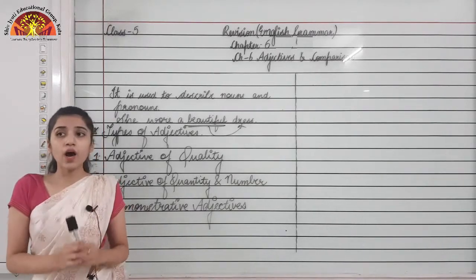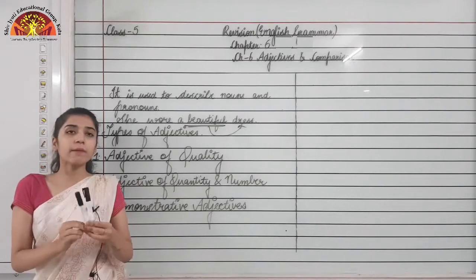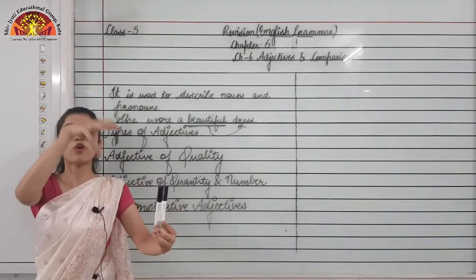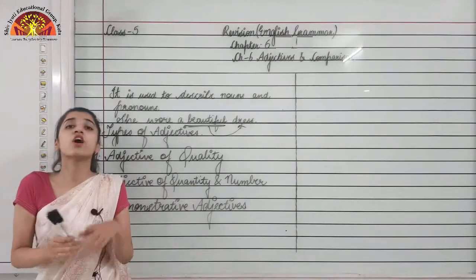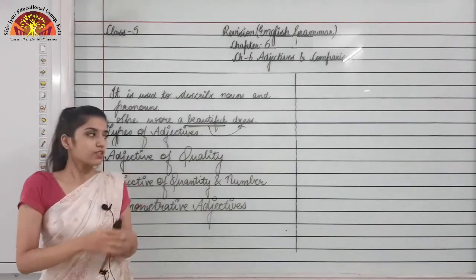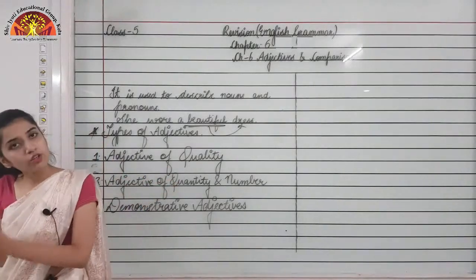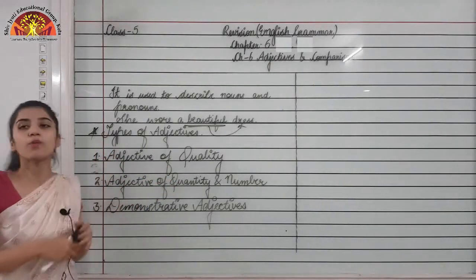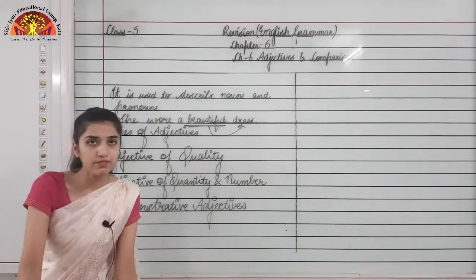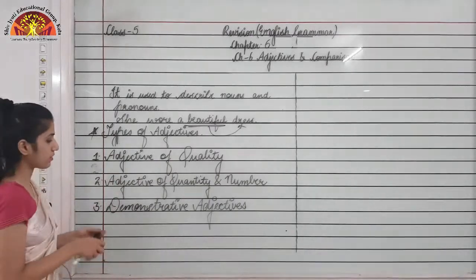But what will happen if I keep these markers away from me? What demonstrative adjective will I use? Those. Those markers are not mine. Okay, so this, that, these and those are some examples of demonstrative adjectives. Now moving to the last type of adjective, that is possessive adjectives.